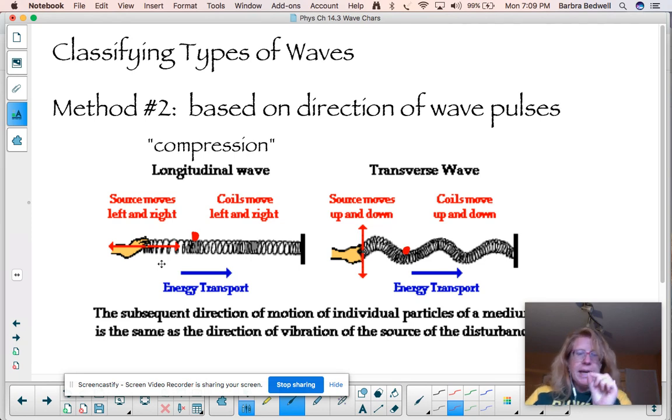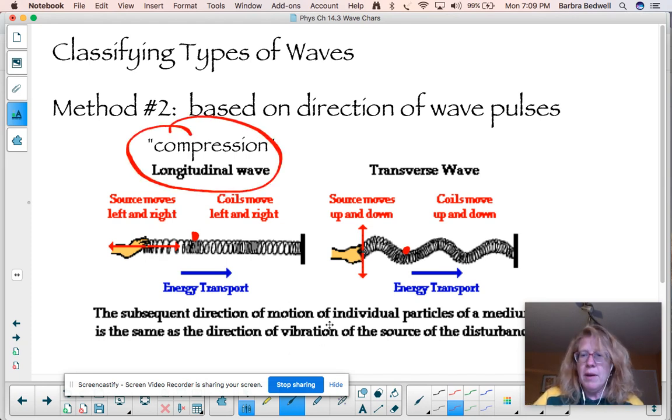So the key here with compression waves, or longitudinal waves, is the other name for these, and you can see those names are written up here, is that with this type of wave, the direction of the wave energy transport, the wave pulse, and the direction of the medium are basically in the same plane. They're both in, say, the Y dimension or the X dimension, whatever that is. Again, if the wave pulse is going from one side to the other side, and then the little pieces of the wave are just moving from left to right as well, we would consider that to be a compression wave or a longitudinal wave.